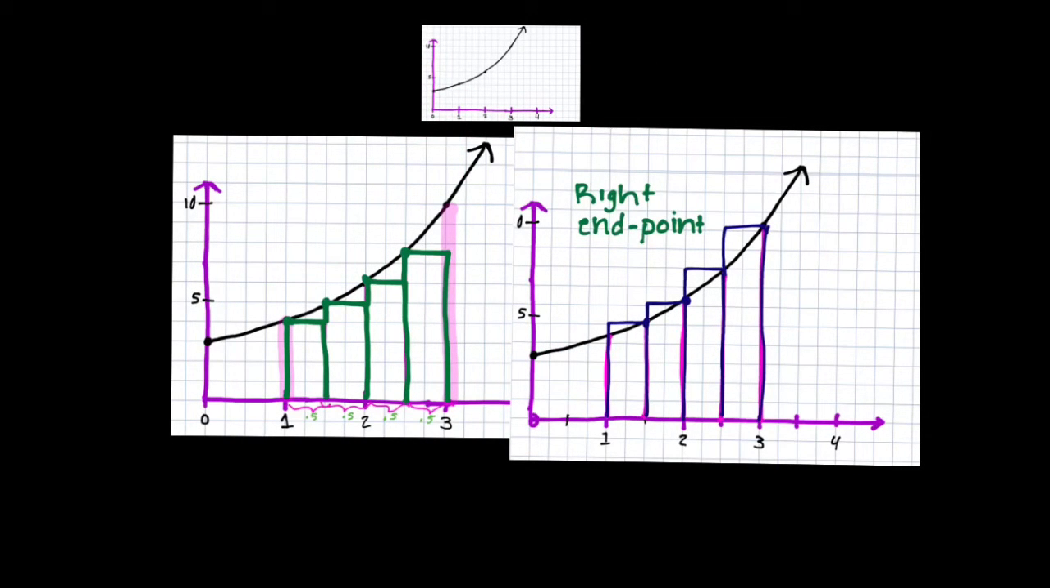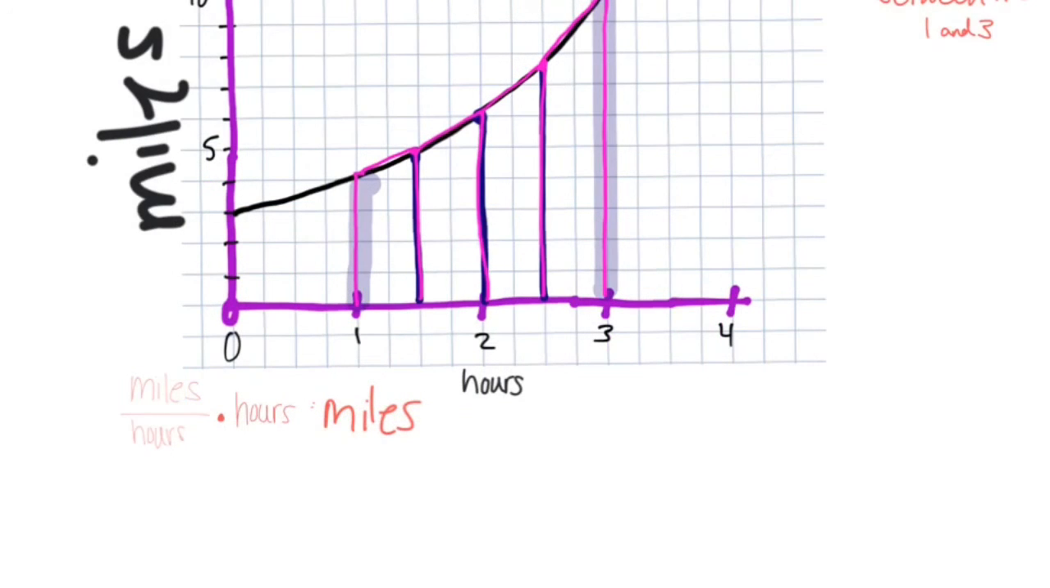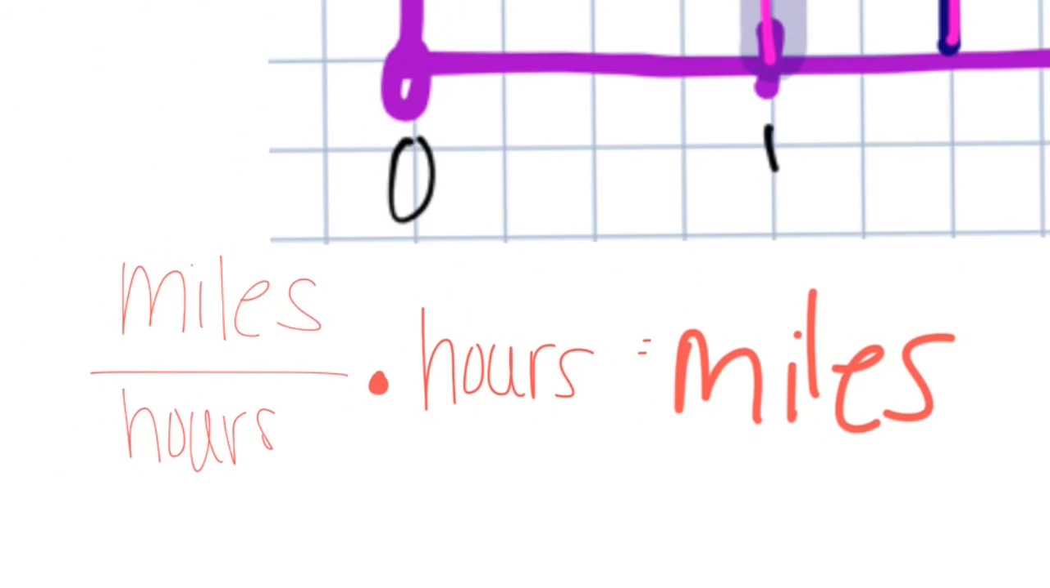An underestimate is when rectangles are beneath the curve, and an overestimate is when they are above the curve. This depends on the type of curve you have. For the curve that is shown, the left endpoint is an underestimate and the right endpoint is an overestimate. Imagine a car travels 2 to the x plus 2 miles per hour between hours 1 and 3. This car would travel a distance of 8.74 miles because we use trapezoids to find the area, which is an average between rectangles, and the problem utilizes miles over hours times hours, which equals miles.